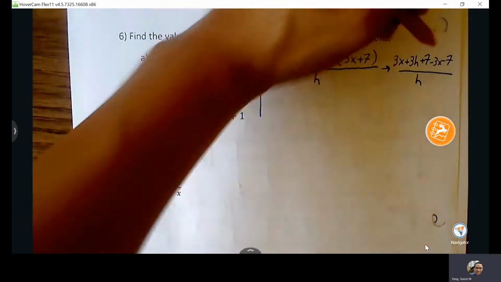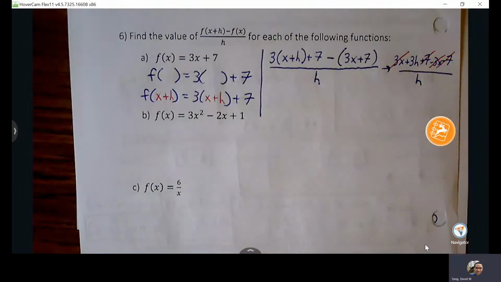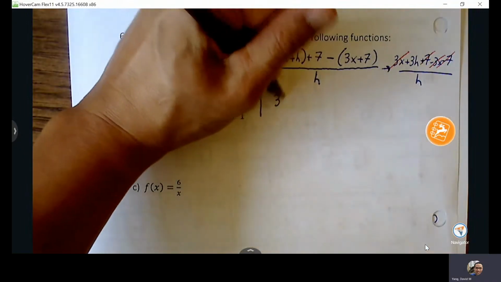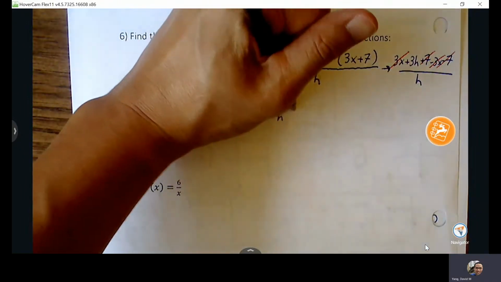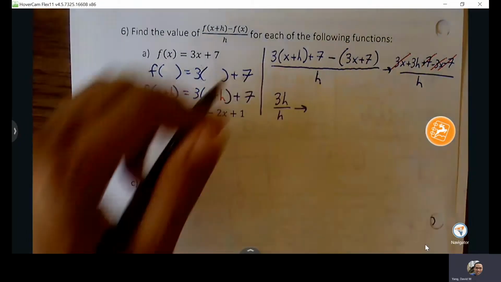A bunch of things cancel out. We're just left with 3h over h, which can go even further to just be 3.